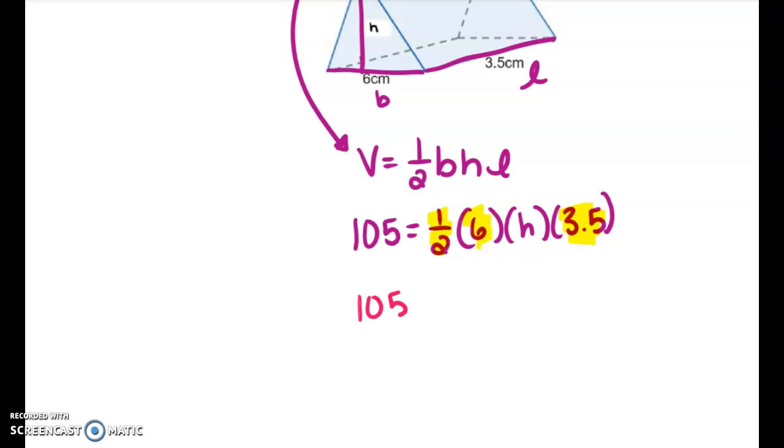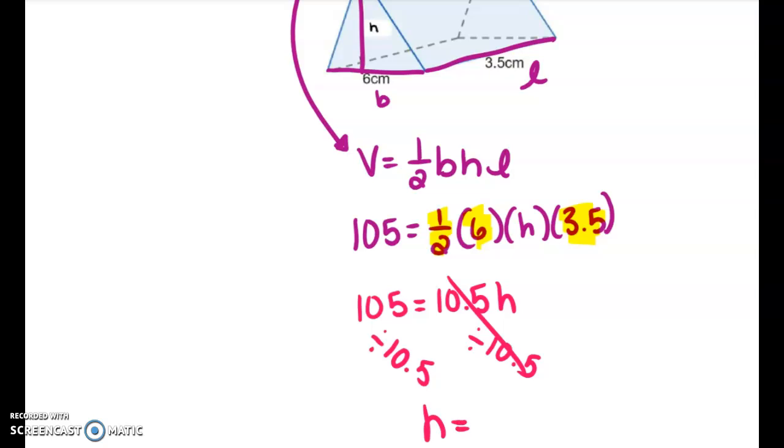So 105 equals 10.5H. Divide both sides by 10.5. And it gives me my height of 10, I believe, but I'm going to check. 105 divided by 10.5 gives me 10 centimeters.